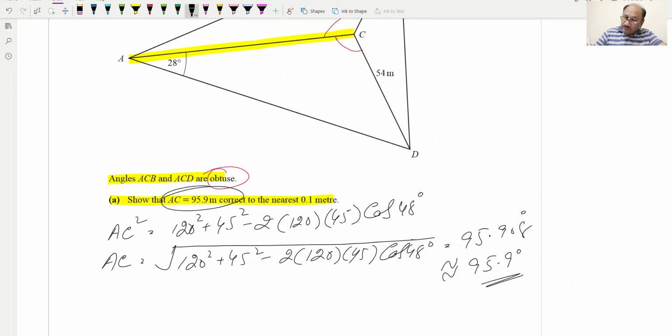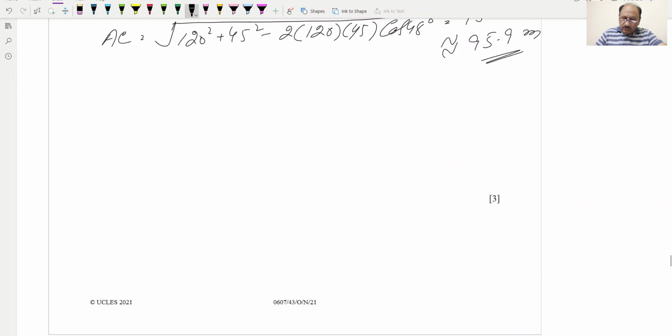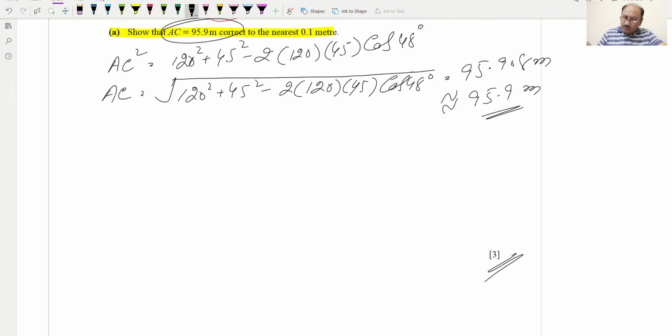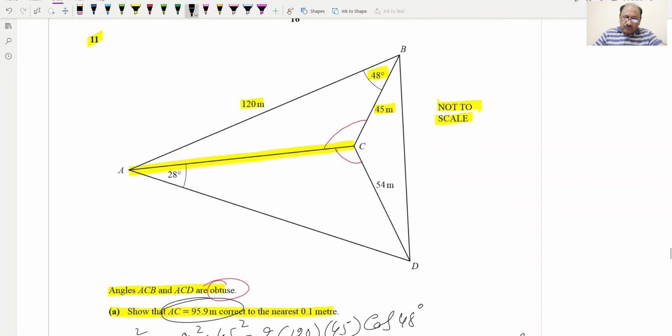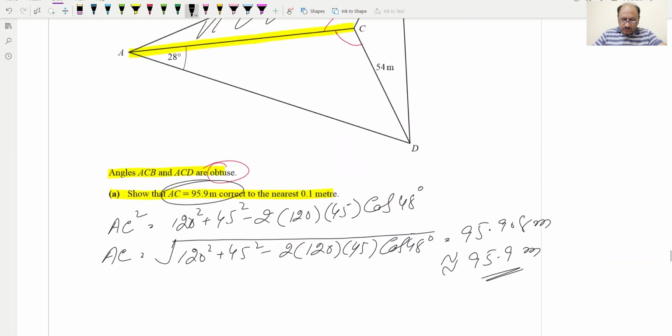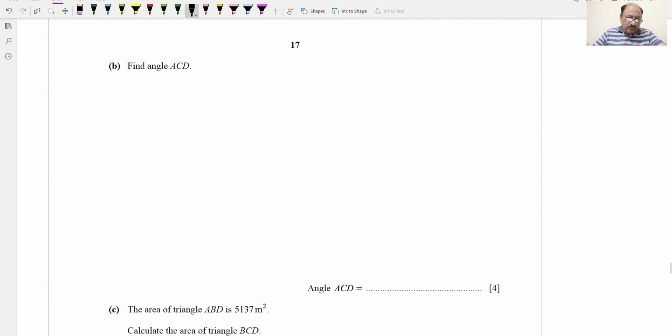Not degrees, this is measurement, so it is meters basically, this one. So AC is length. Now this was a 3-mark question which we have done. Cosine rule we have applied, and we have considered basically this triangle. Hopefully you understood everything. Now we can move to the B part.